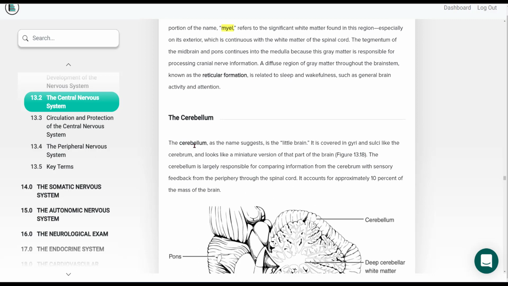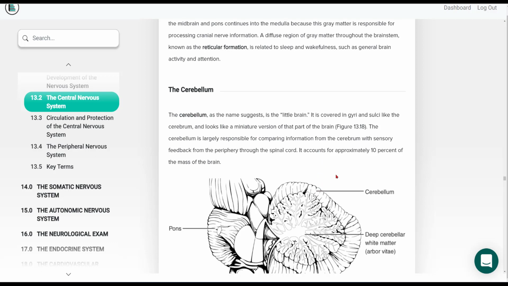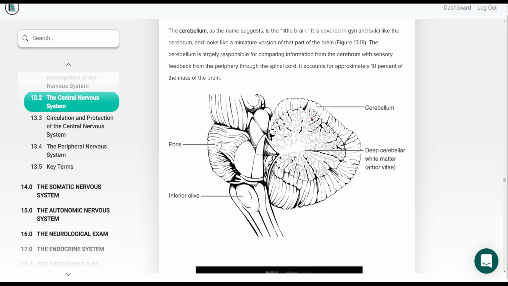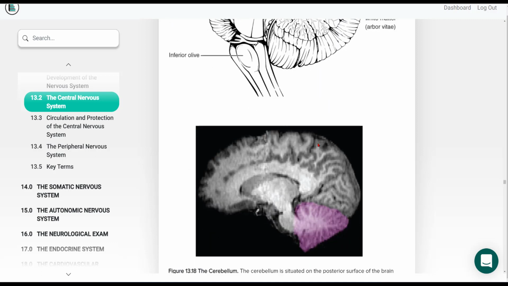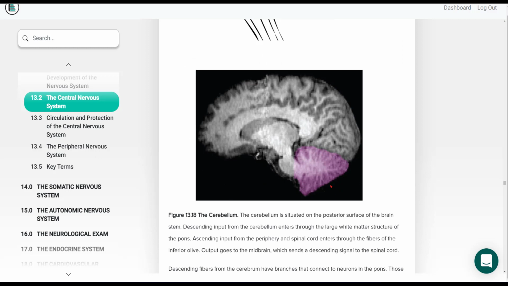Last part to describe is the cerebellum, the little brain. Although it's very small, it is sort of a miniature brain in that it is covered by gyri, right? It's covered by gyri, has little sulci just like the cerebrum, and it's an amazingly dense region. It accounts for about 10% of the mass of the brain. So it's a relatively small region, but there is an amazingly high density of neurons found inside the cerebellum. And the cerebellum is an area, we see it here, right? There it is in this view here.